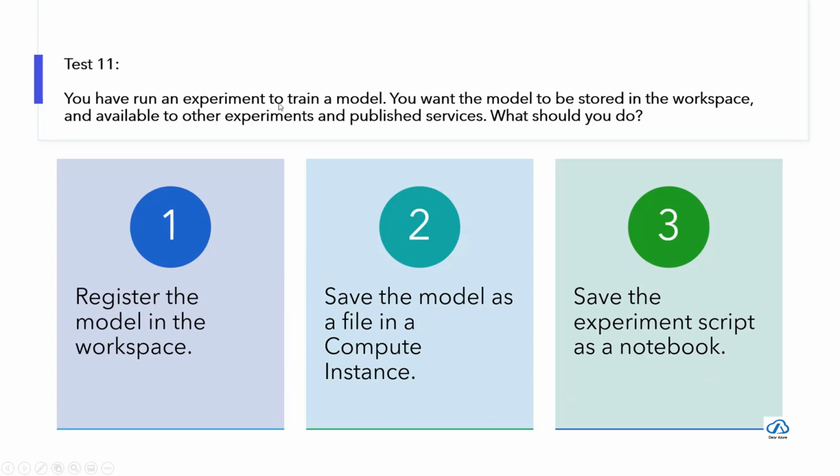You have run an experiment to train a model. You want the model to be stored in the workspace. You have already trained it, and now you want to store it, make it available to other experiments, and publish it. What should you do after the training? What is this step? It is registering the model in the workspace, rather than saving the model in your compute instance, or saving the experiment script as a notebook. So you have already trained it, you have the binary file, so you need to register it, as we have already said.